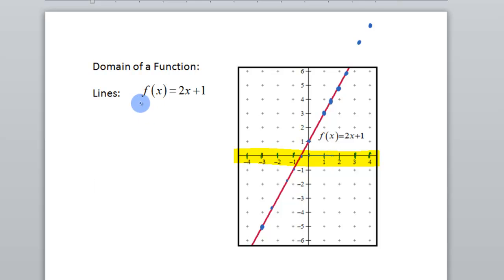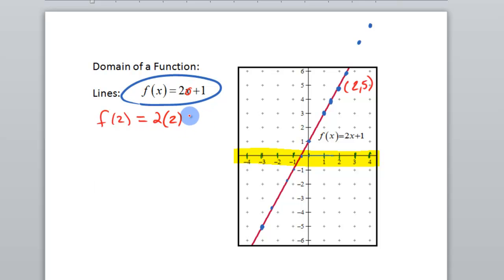Now, how do you see it from the equation? Well, let's look at that one. By looking at it, can you put any x value in here and get out a y value? So, for example, if I put 2, which is right here, put 2 in, should give me 5 out, right? Because that's the point (2, 5). So I put in 2. 2 times 2 is 4, plus 1. See, I get 5. I get that (2, 5) out. So that's showing me that if I put 2 in, I get 5 out. That's a point on the line, so 2 is in the domain.